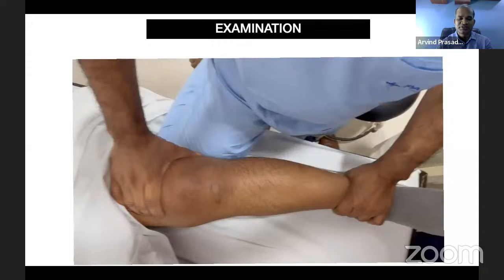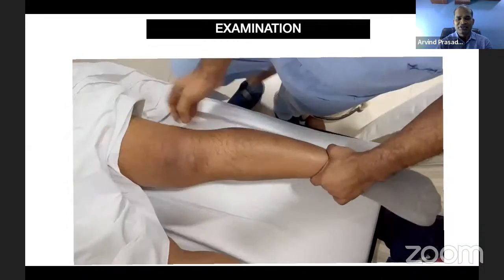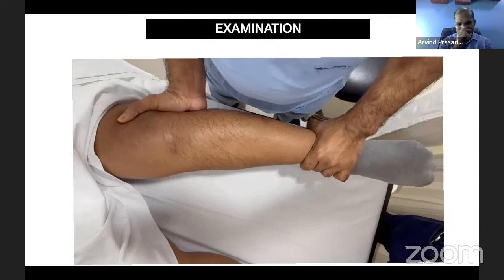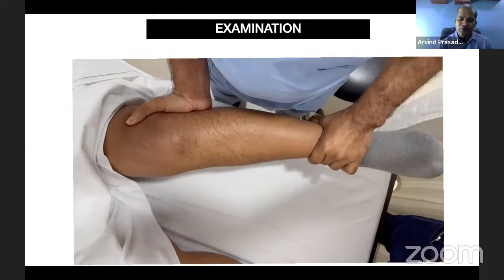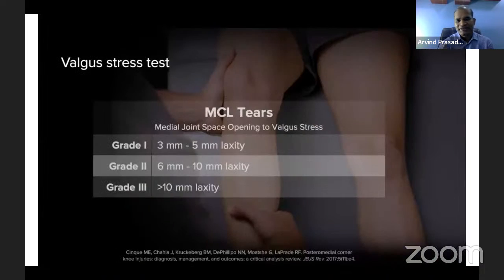The tests should be done at 30 degree. So this is basically testing for the superficial MCL and the deep MCL. And at 0 degree, this is for the posterior oblique ligament. And always check for the opening on the medial side. And by clinical test, if the opening is 3 to 5 mm, then it's grade 1. If the opening is 6 to 10 millimeter, then grade 2. And if the opening is more than 10 millimeter, then it's grade 3.